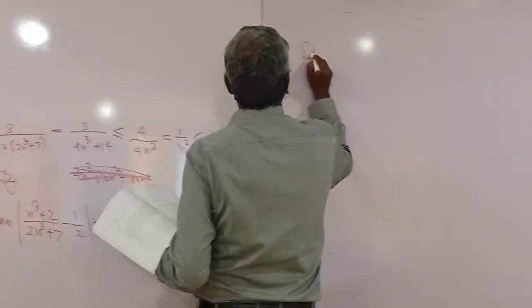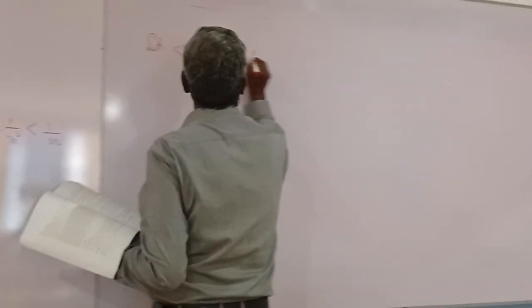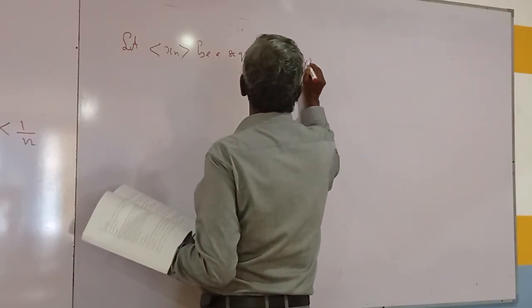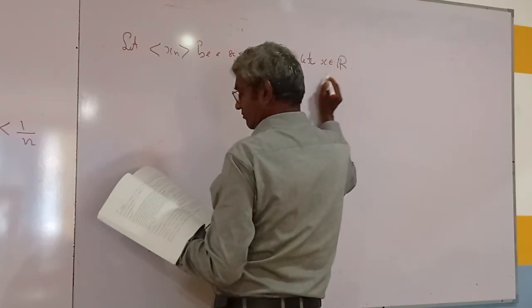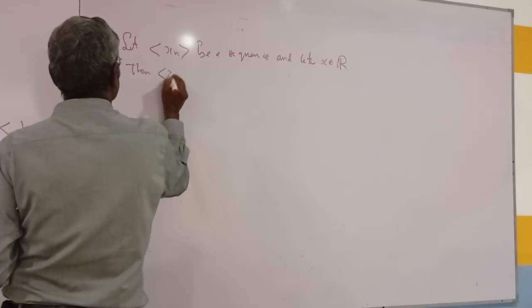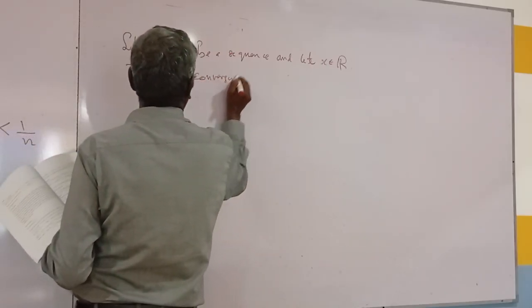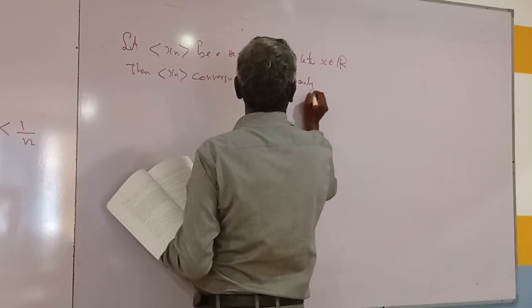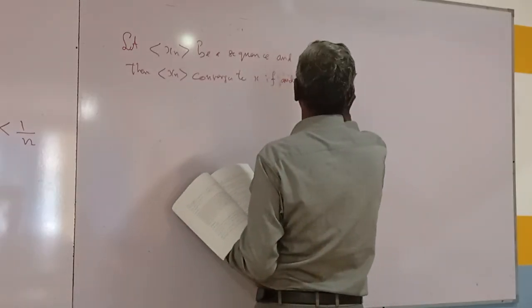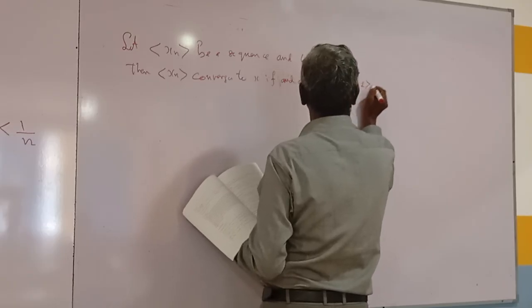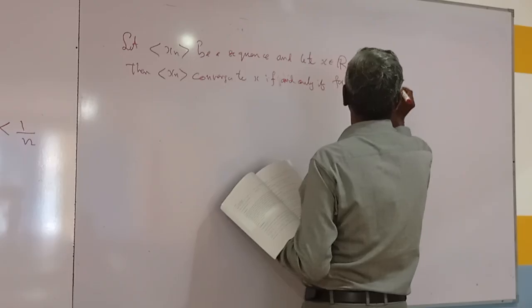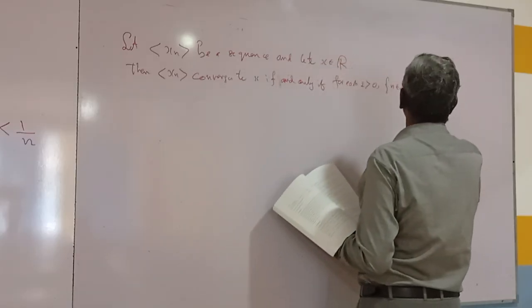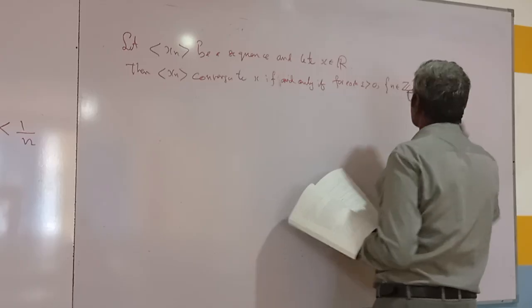Let Xn be a sequence and let X be a real number, and let X belong to R. Then Xn converges to X if and only if for each epsilon greater than 0, the set of all n belonging to N such that mod of Xn minus X is greater than or equal to epsilon is what?